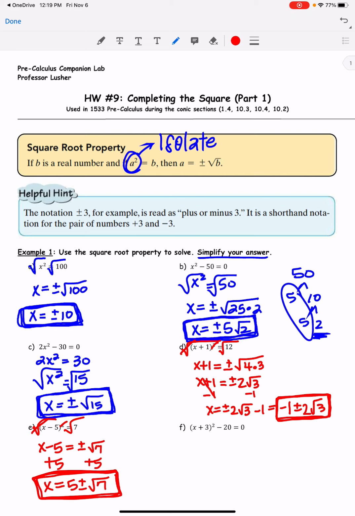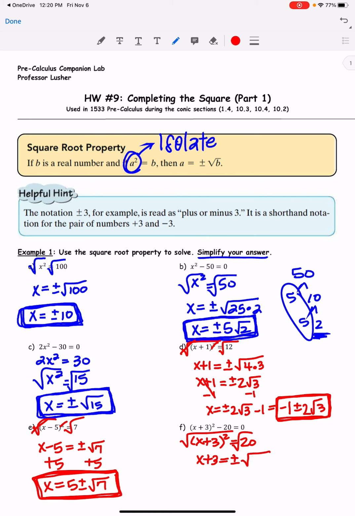And then lastly on F, is your squared term isolated? In this case it is not. So add your 20 over. And so I get x plus 3 quantity squared equals 20. Now my squared term is isolated. So take the square root. This becomes x plus 3 equals plus or minus.